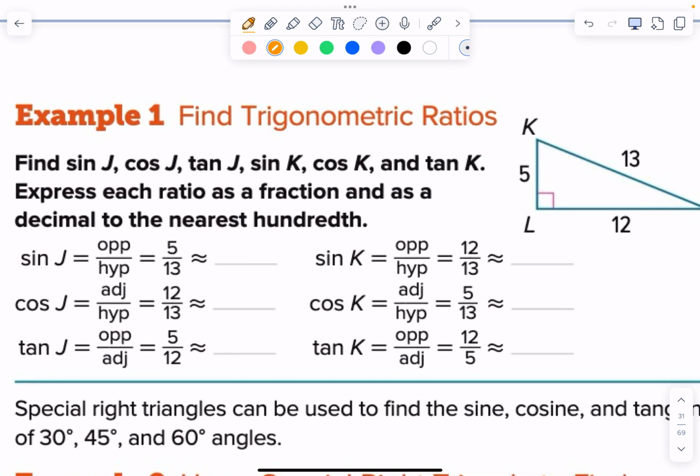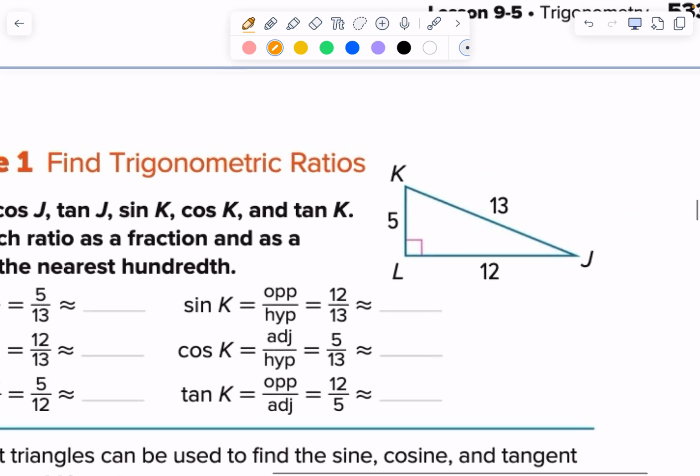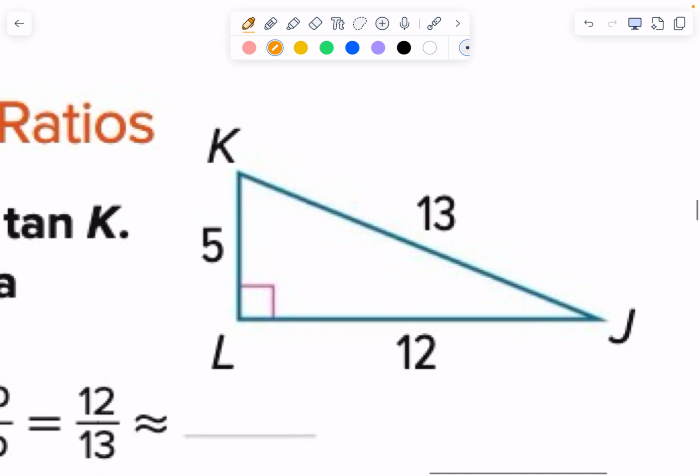Let's go to example 1. They have you do this in your homework assignment. And here's what we've got going on here. I have 2 different angles that I could pick on. Technically, there are 3 angles on this triangle, but you never pick on the 90-degree angle. We always either pick on K or we pick on J.